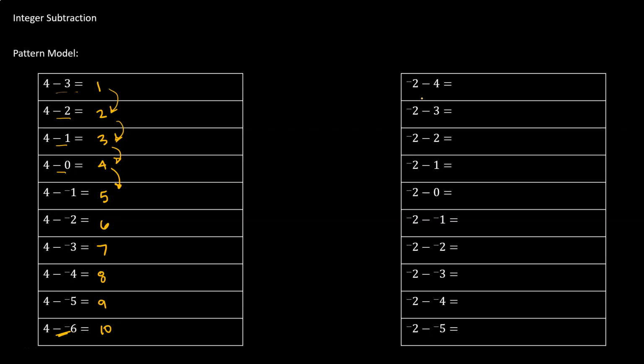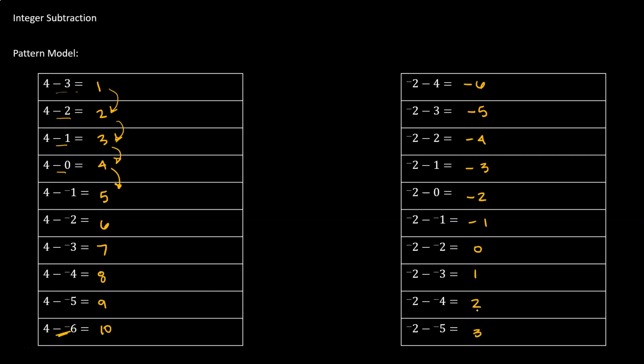And we could do the same thing with double negatives. So -2 minus 4, we've seen that already. That comes out to be -6. -2 minus 3, that's -5. -2 minus 2, -4. -2 minus 1, that's -3. Notice that the answers are increasing from -6 to -5 to -4 to -3. We can continue this pattern.